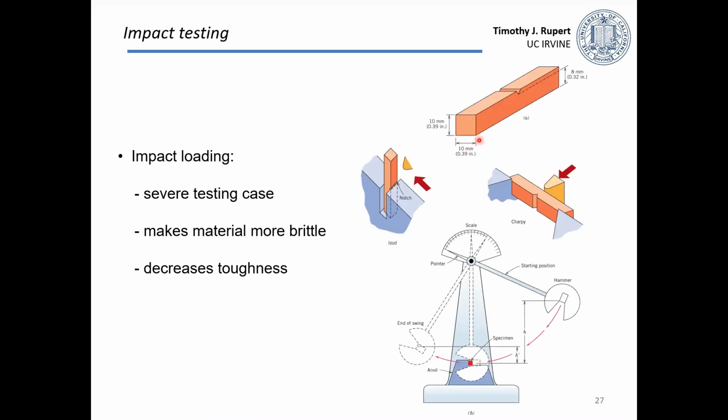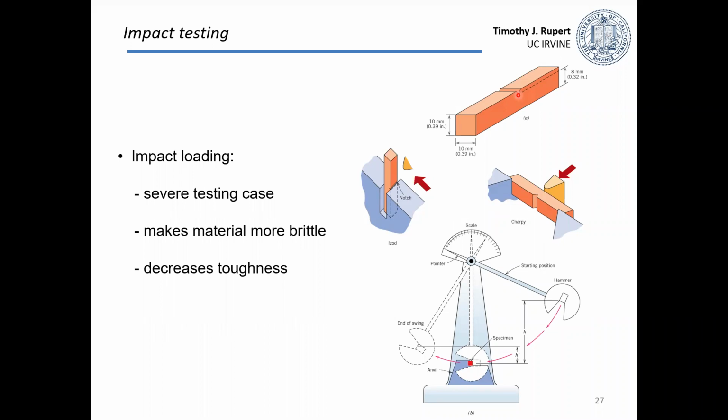So one practical way that we can measure the toughness of a material is through what's called impact testing. This is a very severe testing case. It generally does make materials more brittle and decreases toughness because it's a high loading rate. But the idea here is you can take a sample, so this is some bar of the material. You put a surface crack into it with a designed size, so you know exactly how big it is.